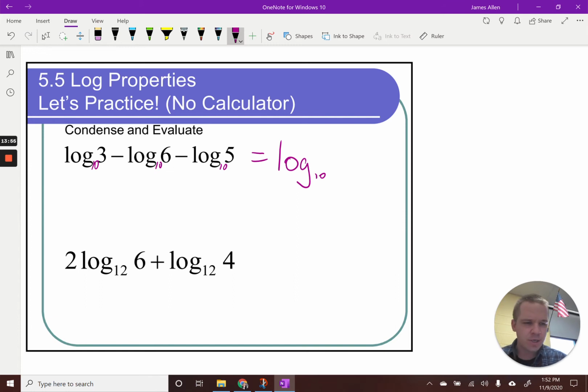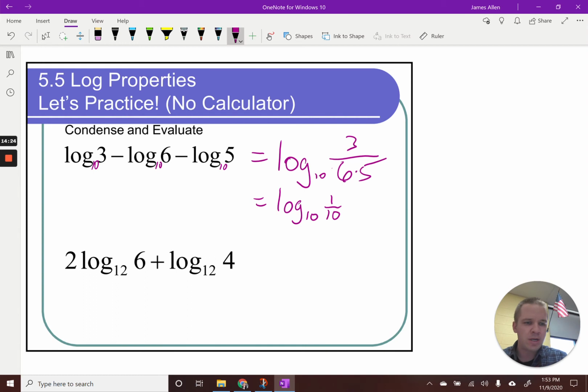Okay, now I've got subtraction going on, which means we're going to have some division here. And since these are negative and negative, like negative exponents, they're going to go down to the denominator. So we'll have 3 divided by, and then it'll be 6 and 5 down here in the denominator. Cool. So I can continue, though, with this. I'm going to have log base 10. I have 3 divided by 30, which would be simplified down to 1/10.